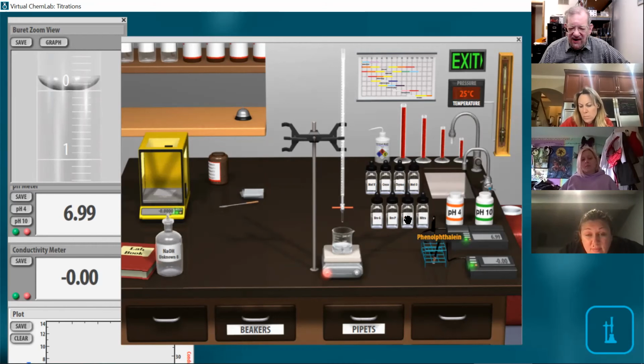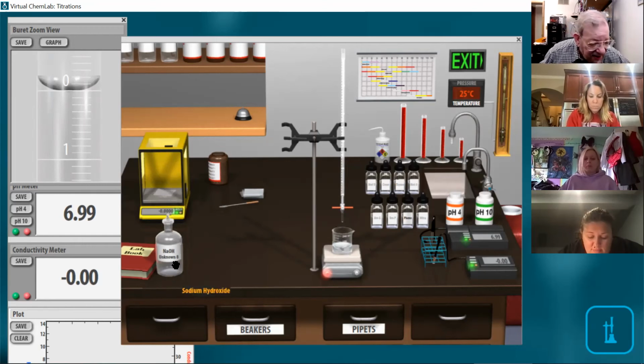See the second bottle from the second row, second over, is phenolphthalein. You'll take it. Now, here's the trick. You'll hold it here. See how it's snapped up? If it doesn't do that, you're not putting any in there. And you let go. Now, your burette already has the sodium hydroxide.